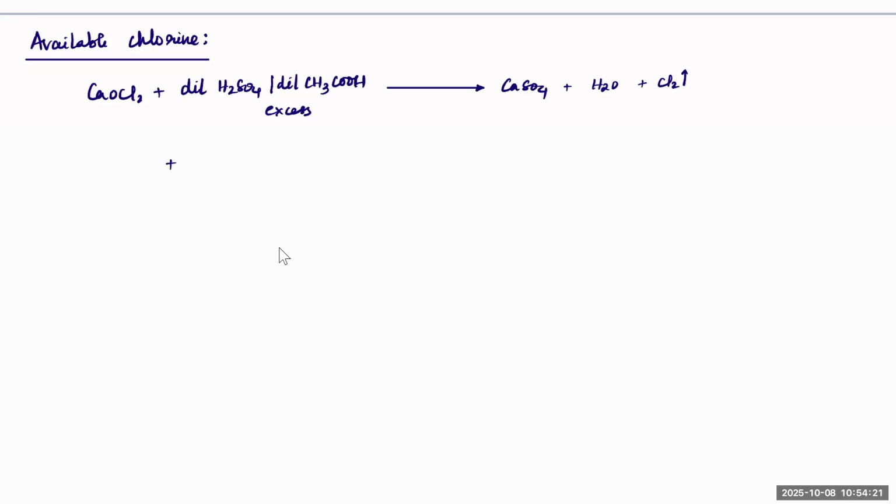Or you can directly take carbon dioxide. Sometimes in the question, carbon dioxide is given. It's one and the same. It will become CaCO3 and chlorine gas is released in this case. So you will have a good amount of chlorine gas getting released.